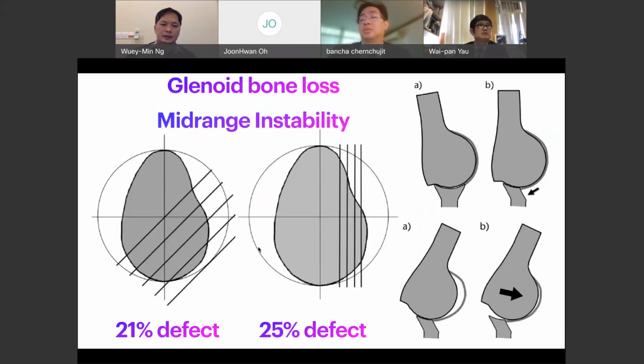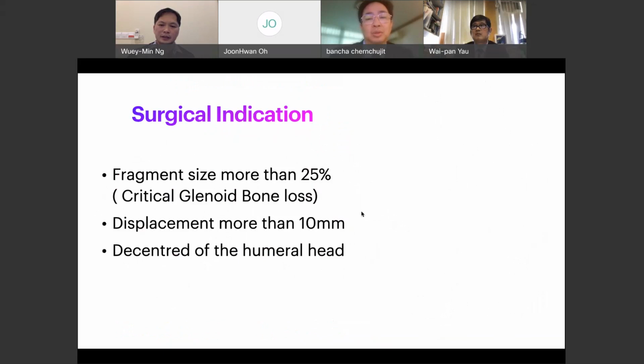So he resected the glenoid using two methods. One is oblique, the other is vertical. They resected about 9, 11, 19, or 25%, and studied throughout the arc of motion which glenoid bone loss will cause us instability. So they came out with the idea.